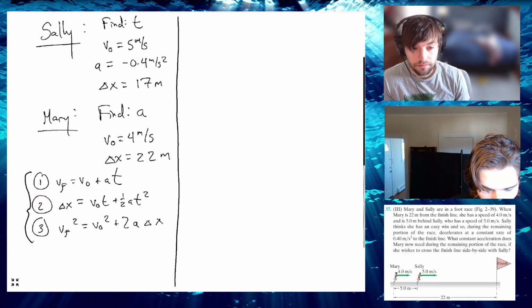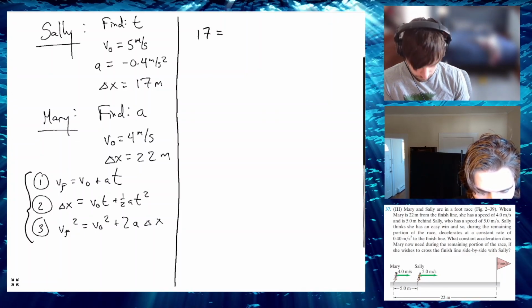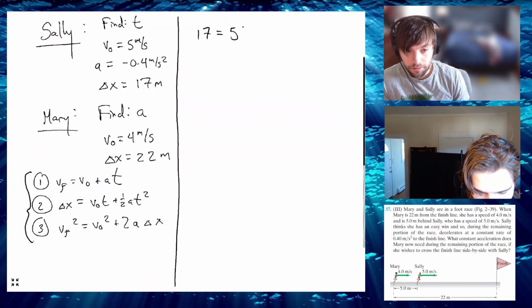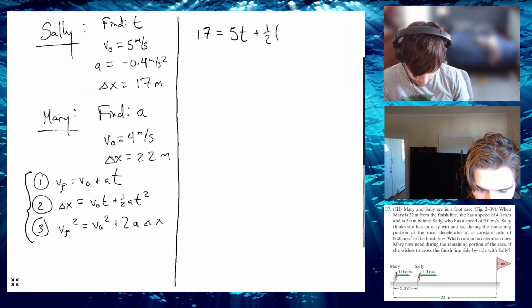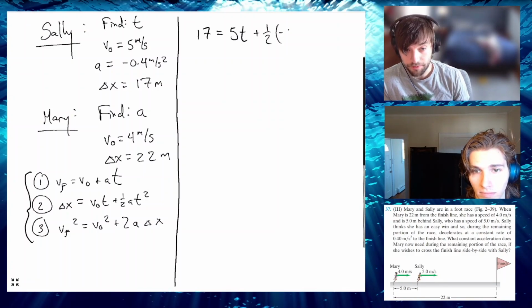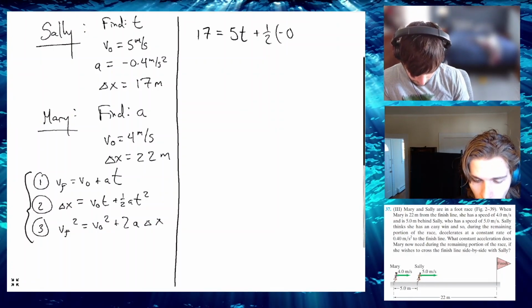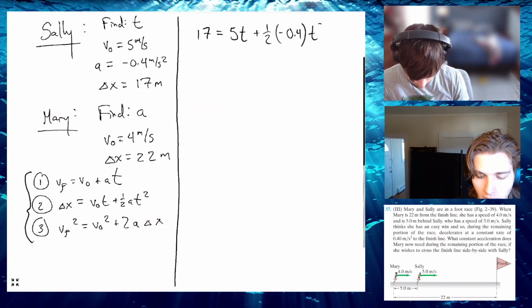So I'm going to go ahead and begin filling this in. We have 17 equals, what's the initial velocity? 5. Perfect. What's the acceleration? The acceleration is a deceleration of negative 0.4 meters per second squared. Perfect. And then we have to square time.